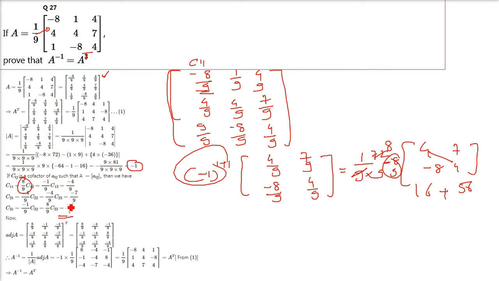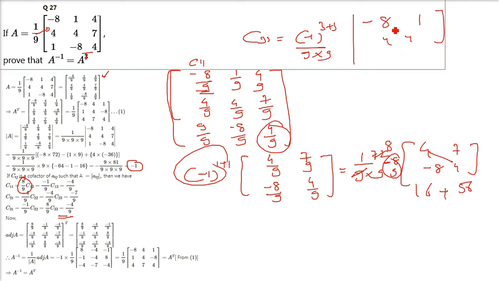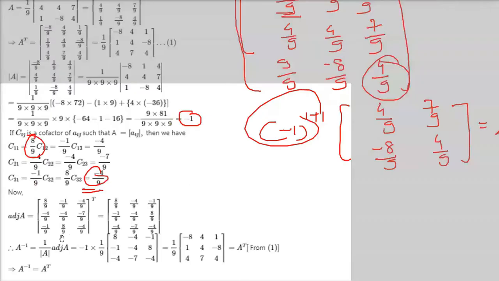I'll give another example, the C33. So C33 is minus 1 to the power 3 plus 3, that is going to come as 1 only. And as I said, 9 9 we have taken from two rows or two columns. So minus 8 1 and 4 4 will come. It is going to be 4 4s are 16, minus 8 and so on, minus 36. So minus 36 by 9 into 9, so 9 4s are 36, minus 4 by 9 will come. So I have given you two of the cofactors. I hope you will be able to find out all the cofactors.